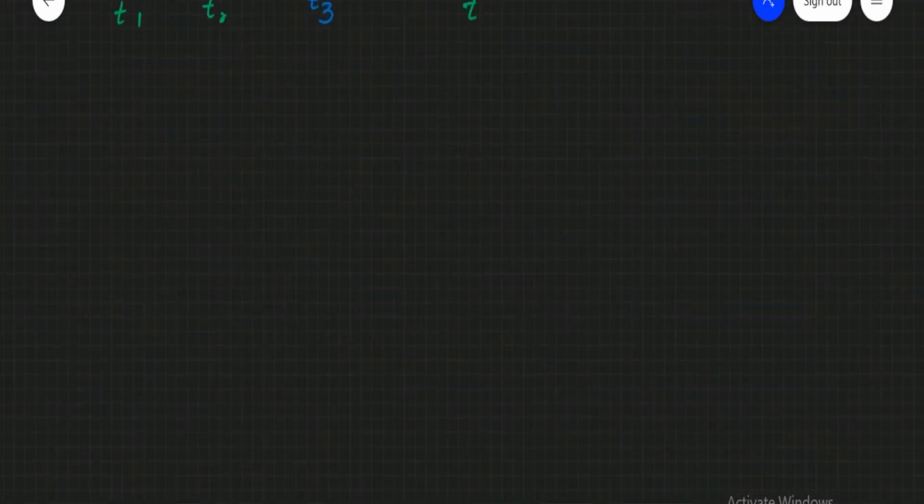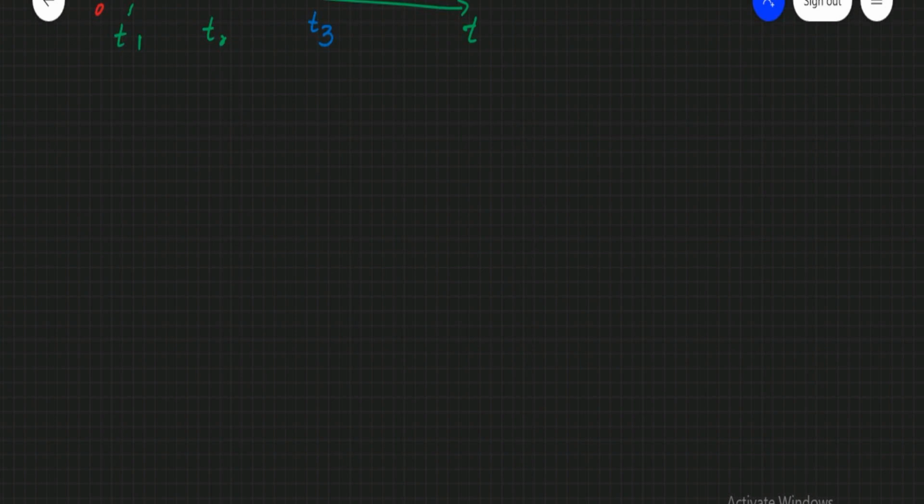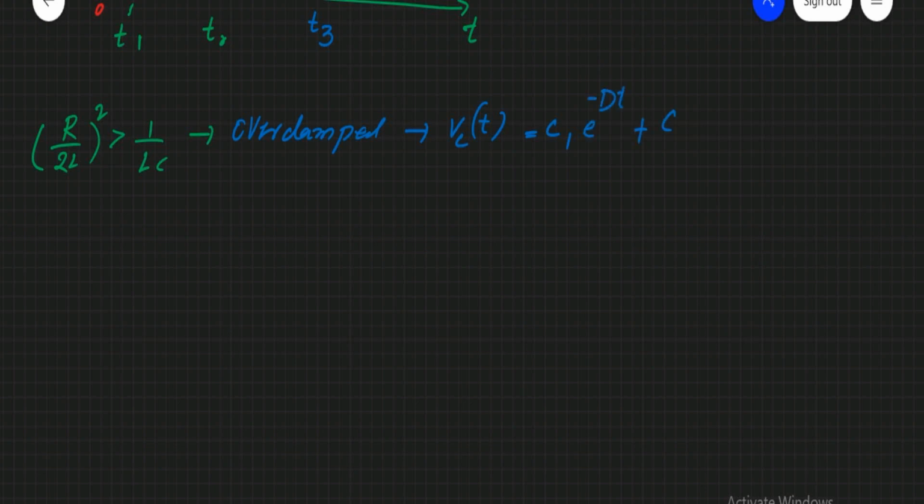Let us conclude here. Here we have considered three cases. First, (R by 2L) whole square is greater than 1 by L into C. This is called the overdamped condition, and here we got Vc of t is equal to C1 e power minus d1 t plus C2 e power minus d2 t.